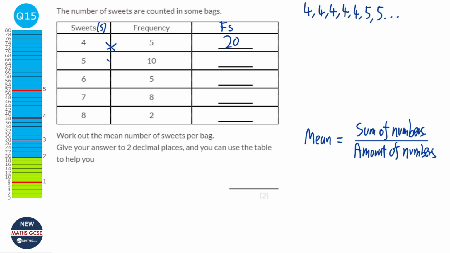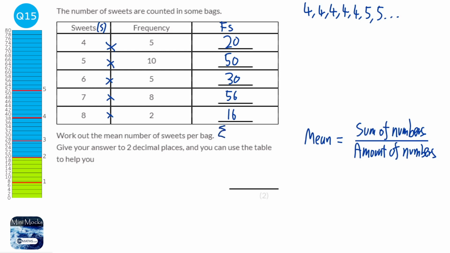If we keep going through this, there are 10 lots of 5, well that just makes 50. 5 lots of 6, which is 30. 8 lots of 7, which is 56. And then 2 lots of 8, which is 16. Now, altogether, what do they add up to? Well, we know these add up to 20, these add up to 50, these add up to 30, etc., etc. But altogether, they're going to add up to whatever this column adds up to.